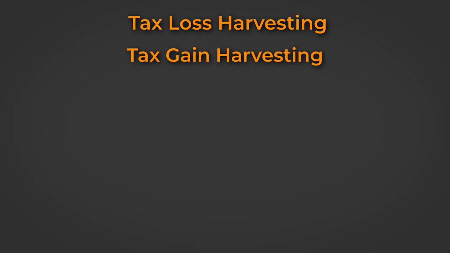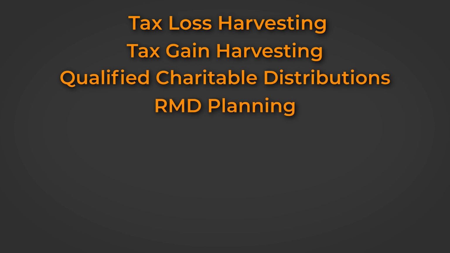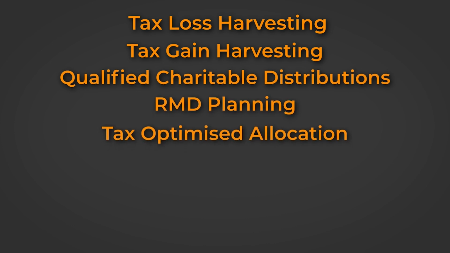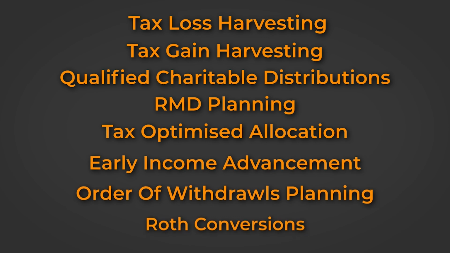So here are some examples of different types of tax planning: tax loss harvesting, tax gain harvesting, qualified charitable distributions, required minimum distribution planning, tax optimized allocation, early income advancement, order of withdrawals planning, Roth conversions, or even the strategic use of life insurance in some cases. So planning ahead for your retirement tax situation is worth the time and effort, because it can only help you to spend more of your money or give more of your money to your heirs.